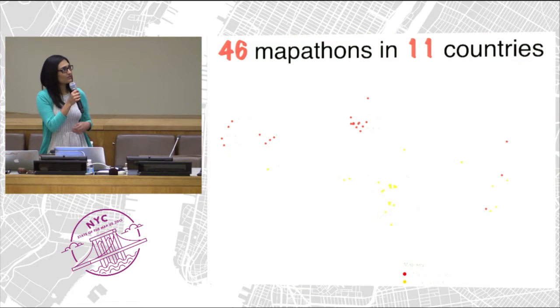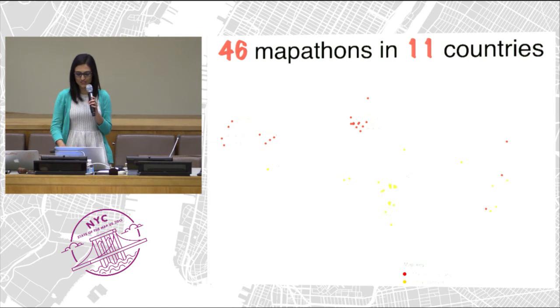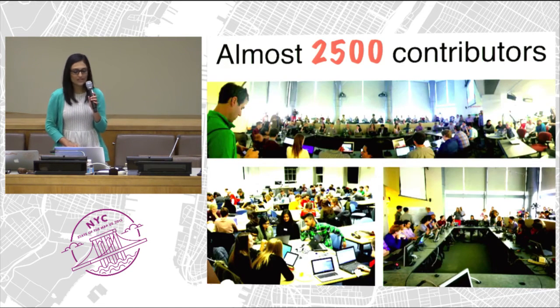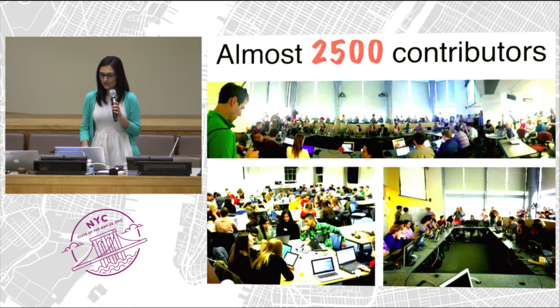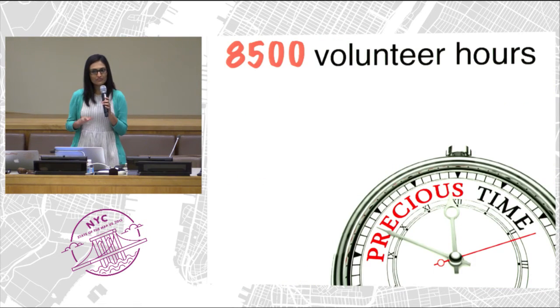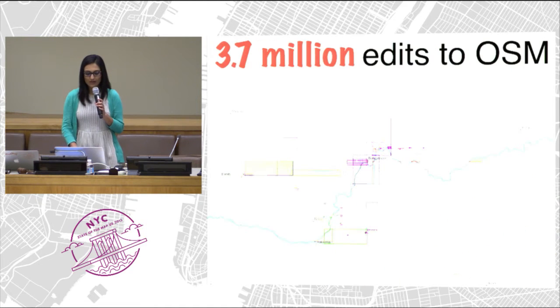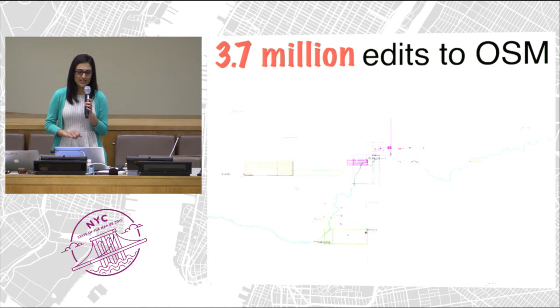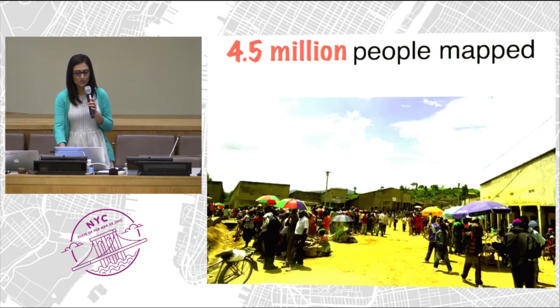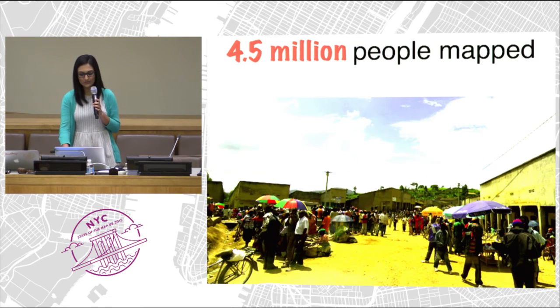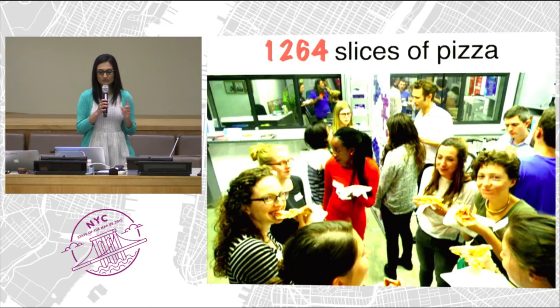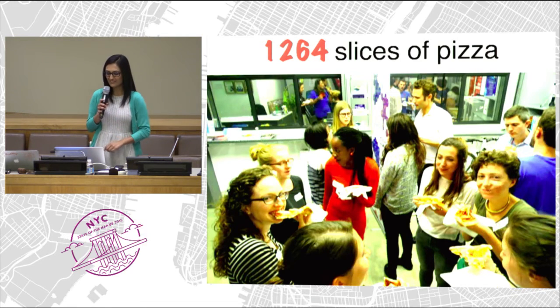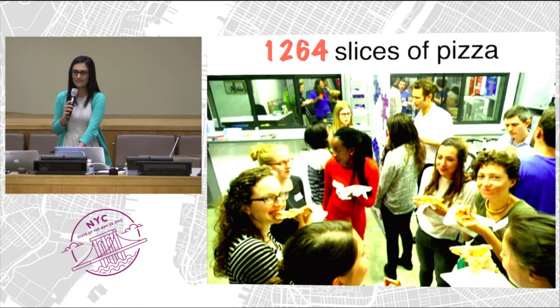Let me go through a couple of our statistics. So far, we've had 46 mapathons in 11 countries, almost 2,500 contributors to OSM. Roughly 8,500 volunteer hours have been logged, and approximately 3.7 million edits to OSM. We've mapped 4.5 million people. And my favorite statistic, we've eaten 1,264 slices of pizza, because you can't have a mapathon party without pizza.